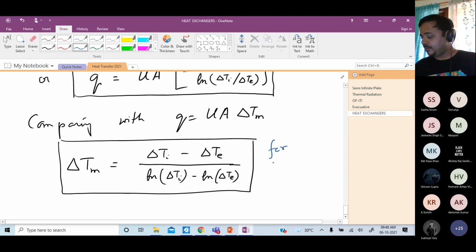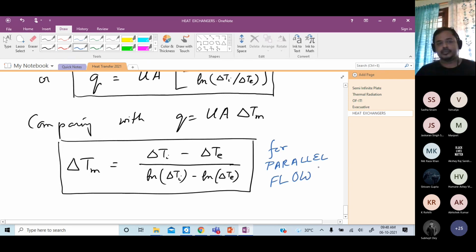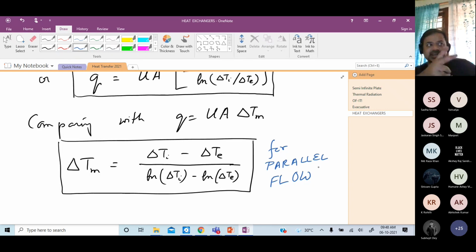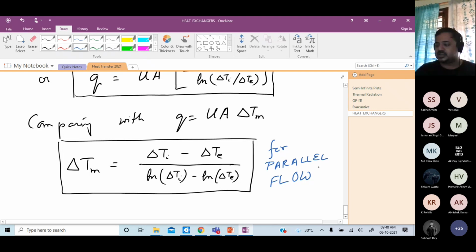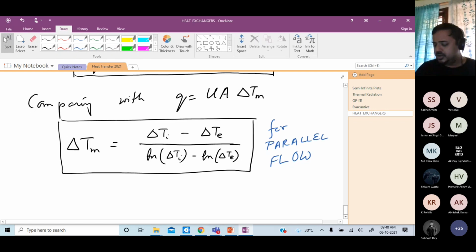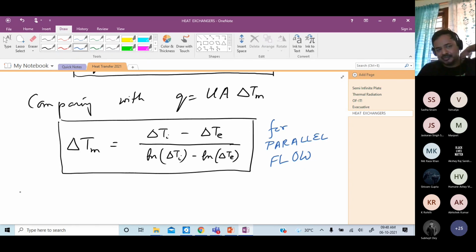This is very important, for parallel flow. But look at how beautiful it is. If I tell you a heat exchanger with the hot and cold fluid inlet and exit temperatures, this is a way to define a mean temperature difference. It is not an algebraic average or basically an arithmetic mean.